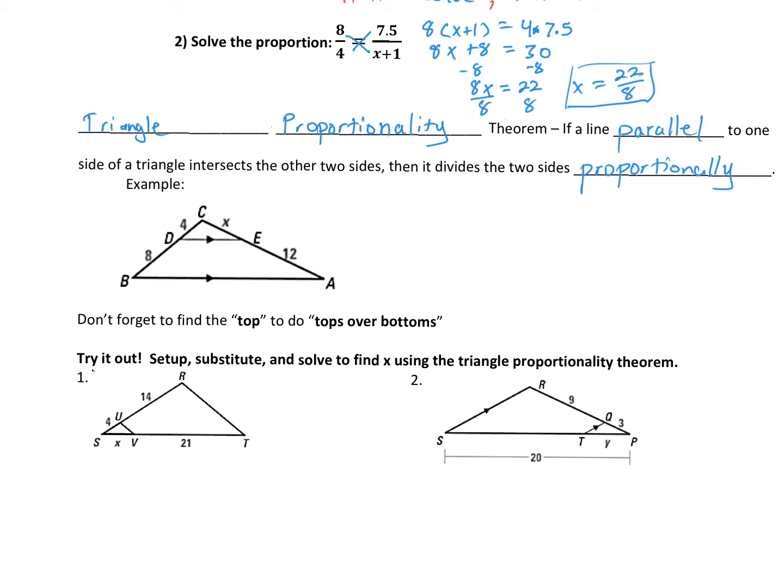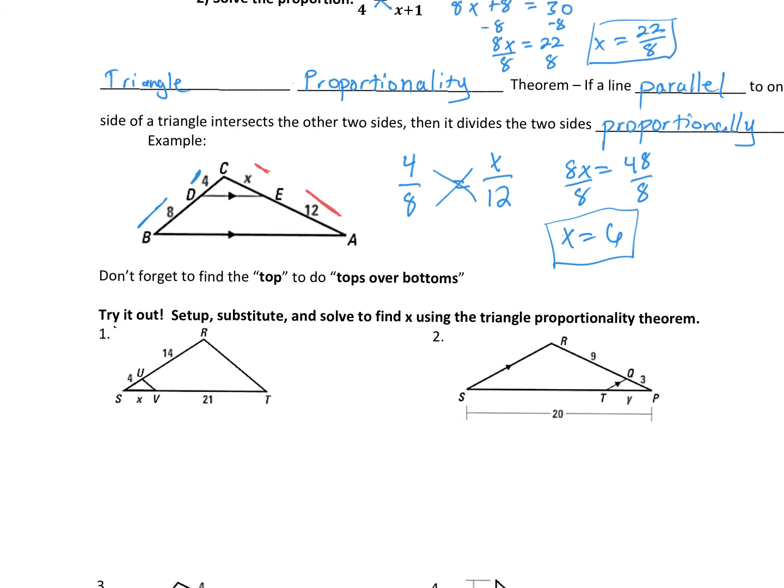So if you look at our triangle, that means now we can say 4 is proportional to 8 as 8 is proportional to 12. So this part is proportional to the whole part, as this part is proportional to this whole part. And we can always cross multiply to find out what x is. So we have 8x must equal 48. Divide by 8. X should equal 6.